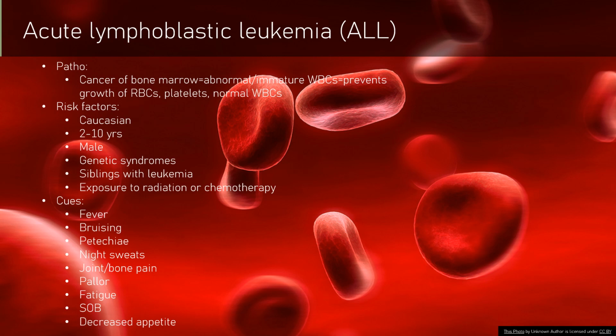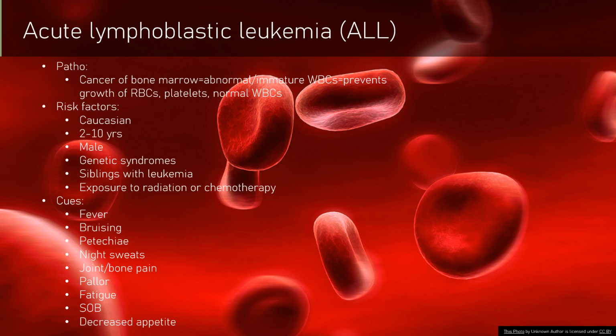So the pathology of acute lymphoblastic leukemia is that the bone marrow starts spitting out abnormal or immature white blood cells, and this prevents the growth of red blood cells, platelets, and normal white blood cells. They believe that some chromosomal anomalies or genetic issues could play a part in developing this, but they're just not completely sure.